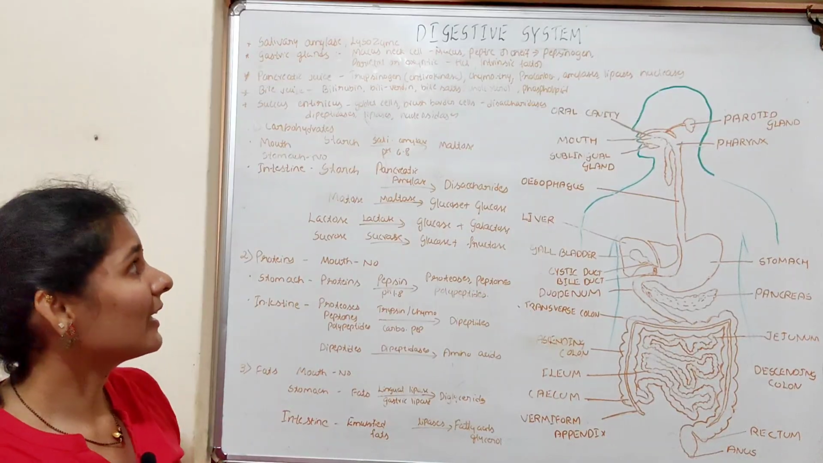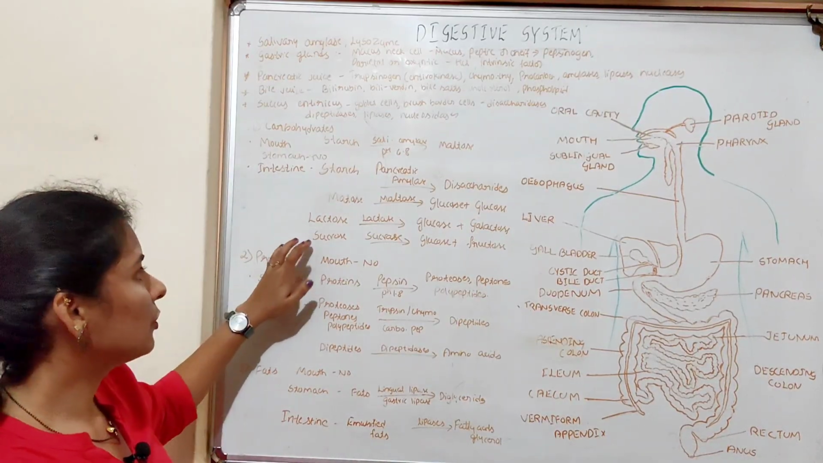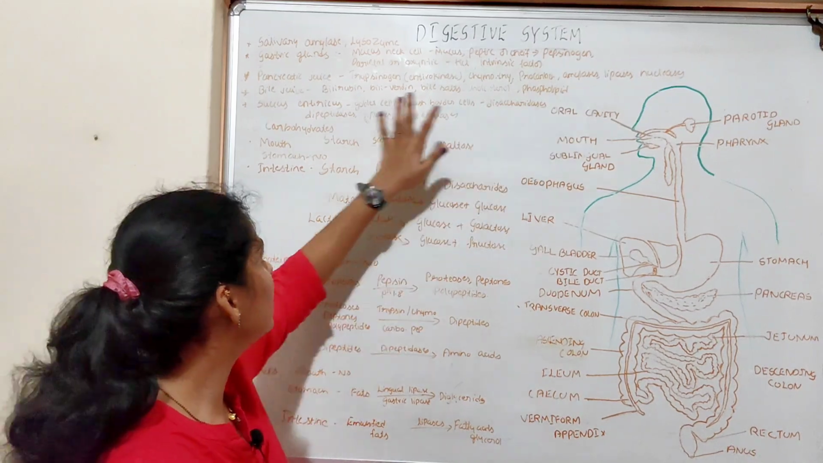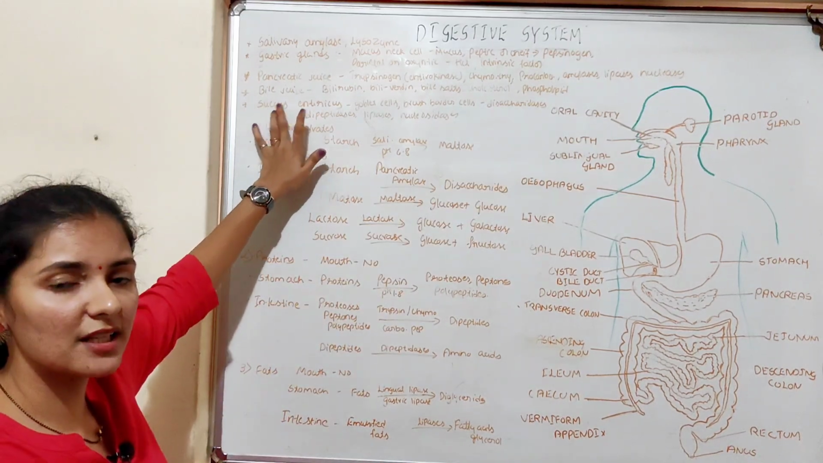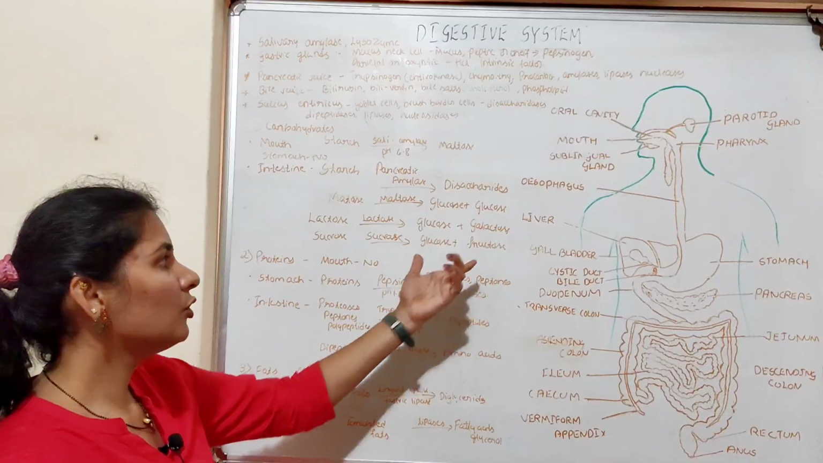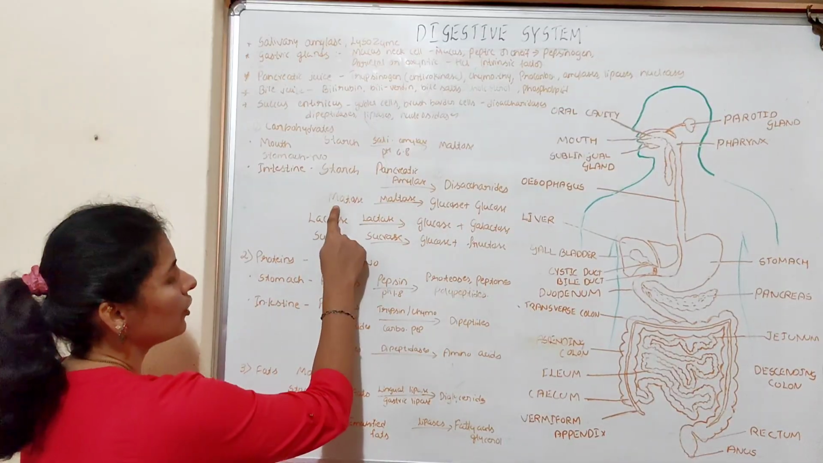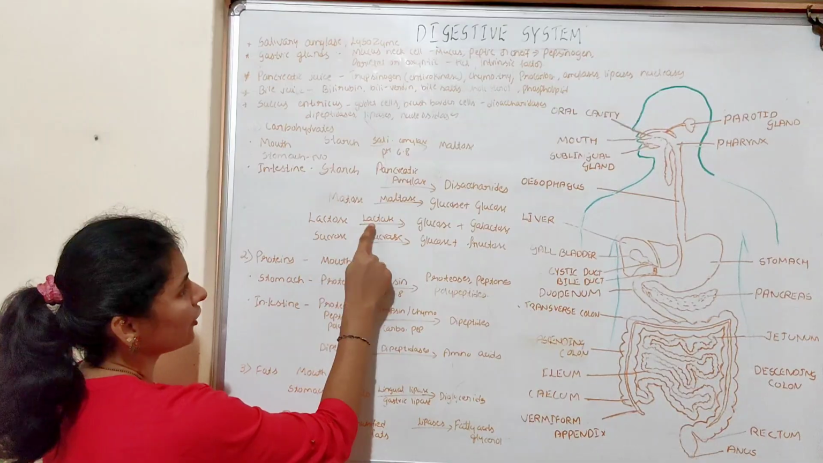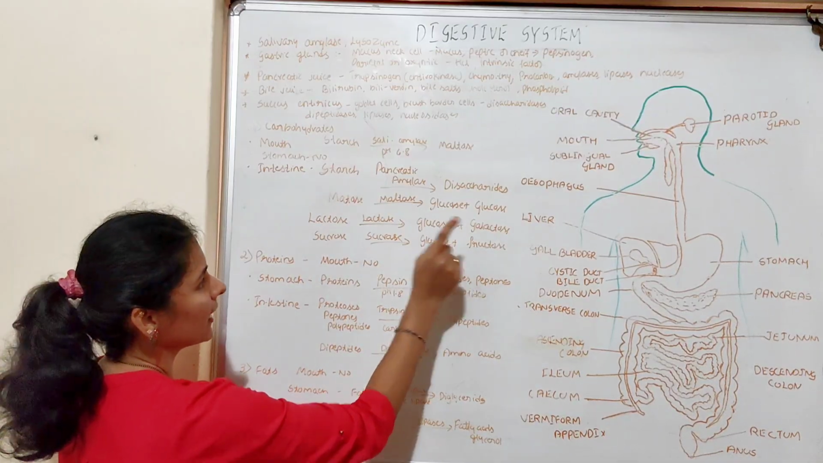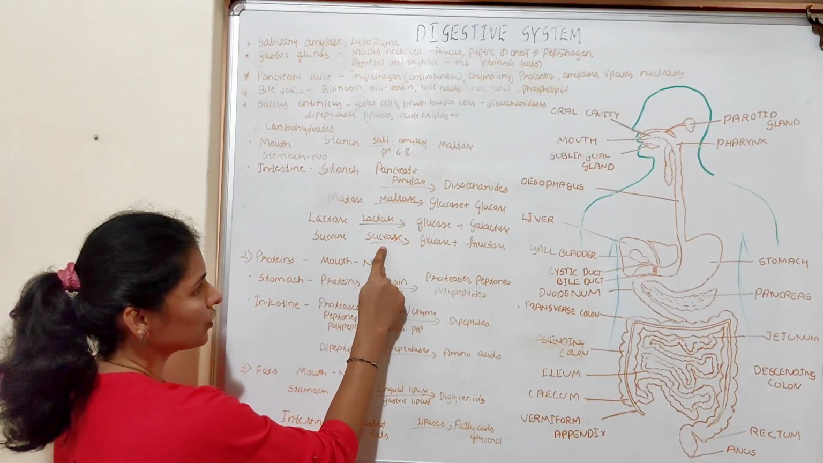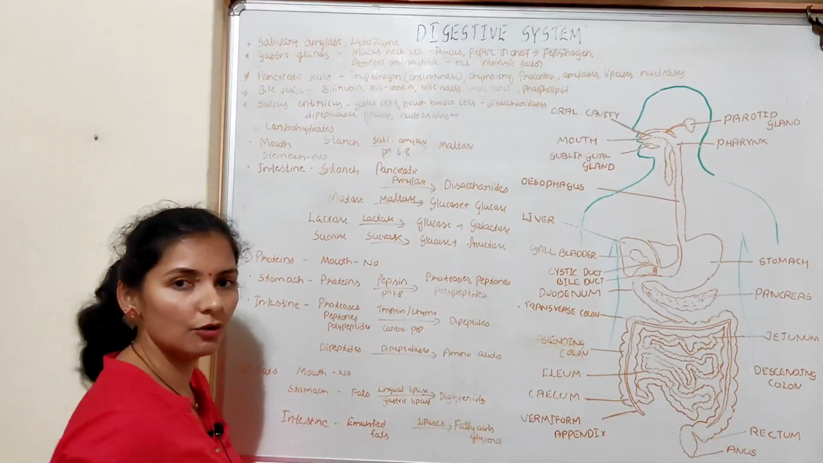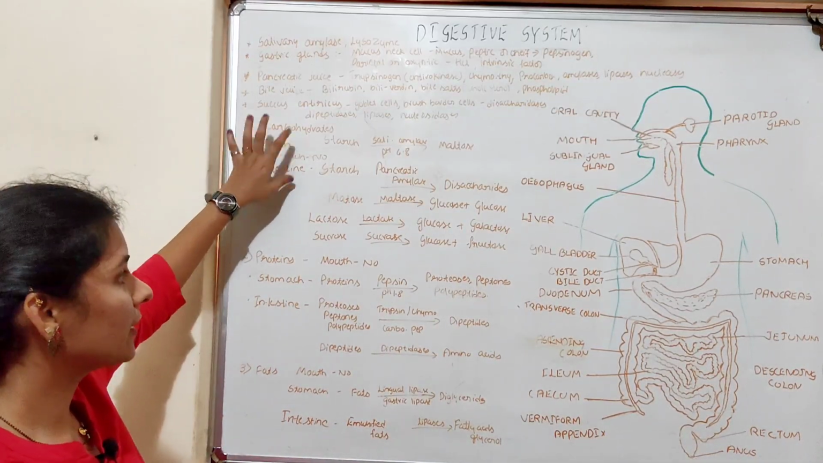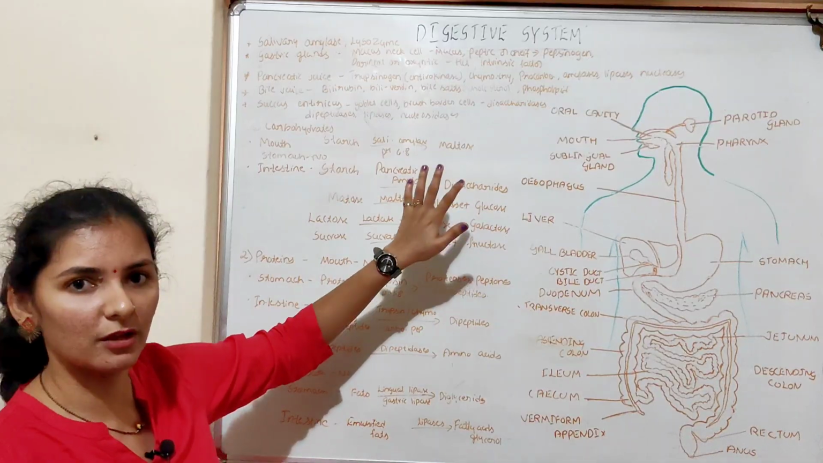Later, these disaccharides like maltose, lactose and sucrose are acted upon by the disaccharidases, the enzymes present in the intestinal juice or succus entericus, and converted to monosaccharides. Maltose is acted upon by maltase and converted to glucose. Lactose is acted upon by lactase and converted to glucose and galactose. Sucrose is acted upon by sucrase and converted to glucose and fructose. So that is how complex carbohydrate is converted into simpler soluble form.